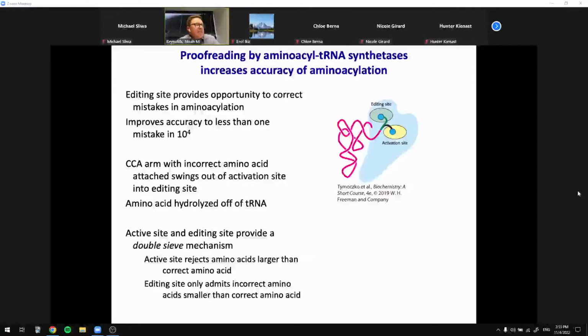Does the double sieve mechanism make sense? Or would you like me to go over it again? Yes, I think it makes sense, especially with the trash can analogy.